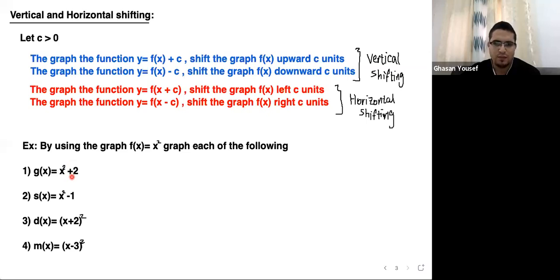But now, is it up or down? So you go back to the rules: the graph of the function f of x plus 2. We shift the graph of f of x upward c units. So we have to shift it 2 units up. We have to graph the function f of x, then shift it upward 2 units. So let's do the first one. I'm going to do the first and second ones in this graph here.